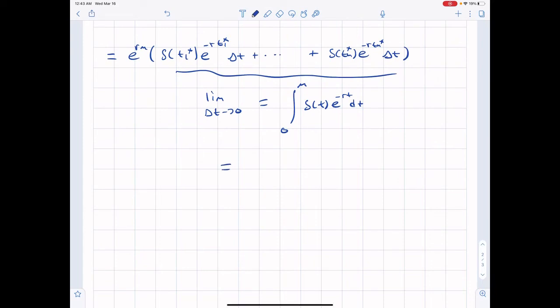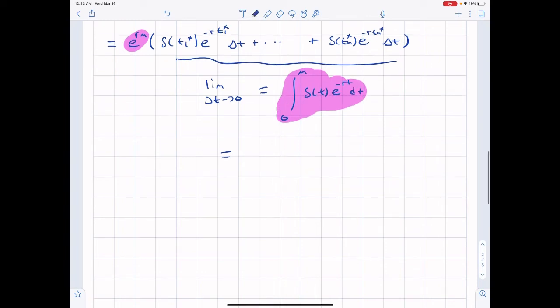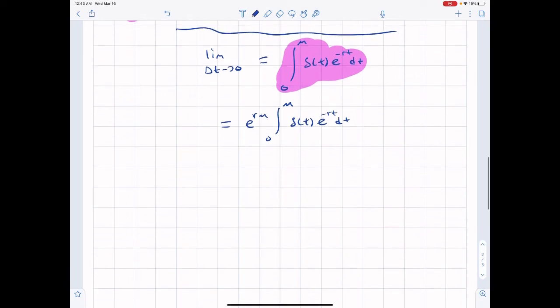So the total amount of money that we made off of this investment is e to the rm times this integral. It's e to the rm times the integral from 0 to m of s of t e to the negative rt dt. And what's that? That's the future value of the investment. That's how much I made in total over the period, investing an income stream of s of t dollars from 0 to m, from the beginning to the maturity m.